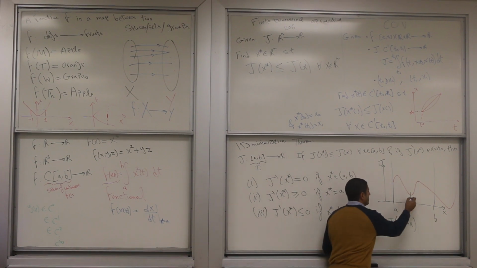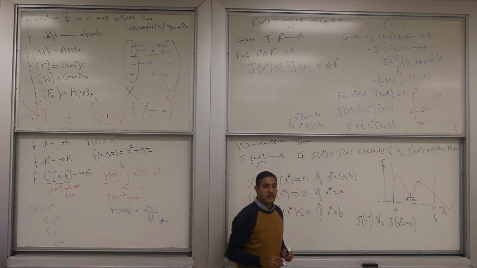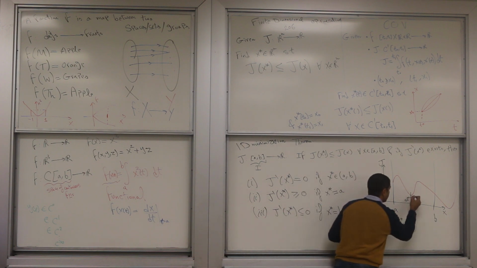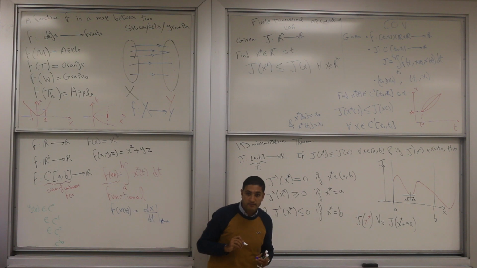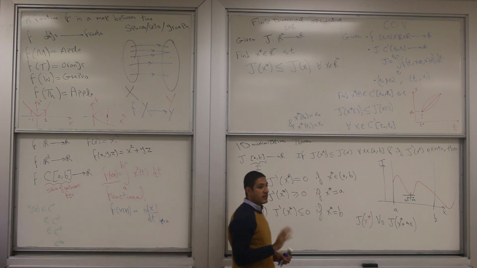And I also have to be below all the points on the left. This immediately gives you that the necessary condition for that to happen is that the slope is 0. Okay? Any question about that?